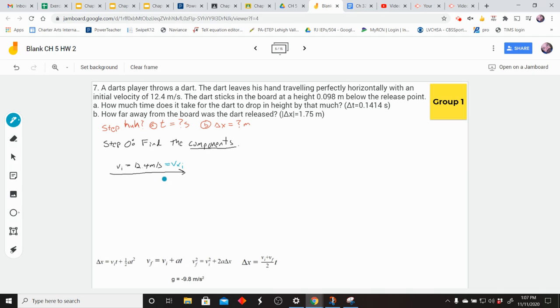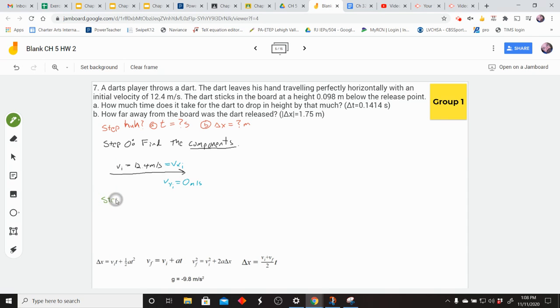And how much of it is vertical? We need that component too. Vy initial is 0 meters per second. At the start of this problem, the dart is not going vertically at all. It is only going sideways. As soon as it leaves the dart player's hand, it's going to start moving downwards. But at the very beginning, it's only going sideways. So we have that.